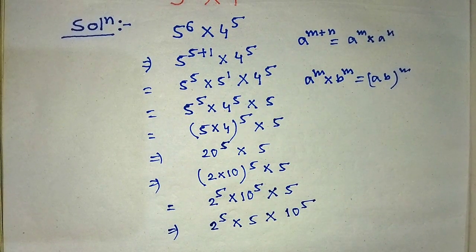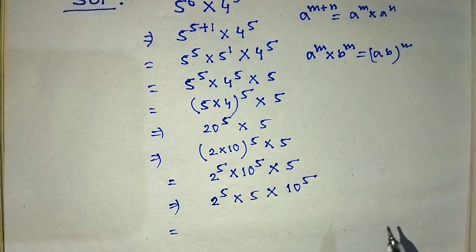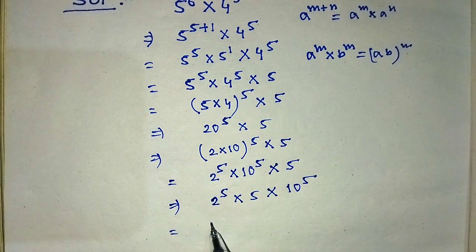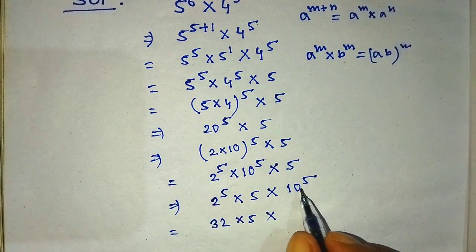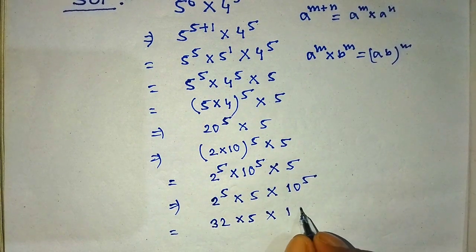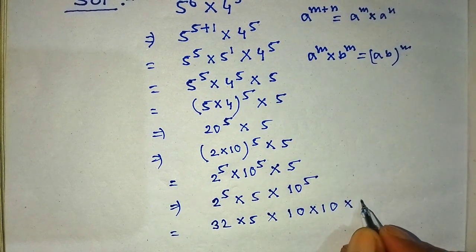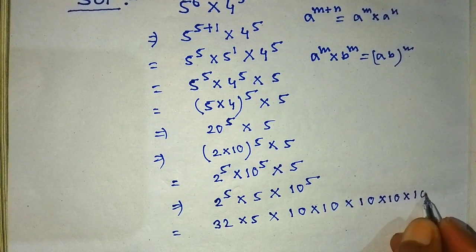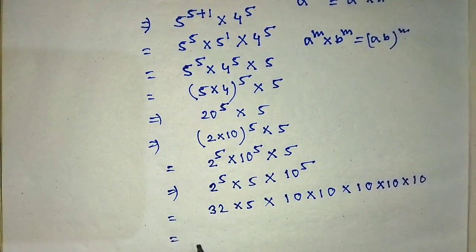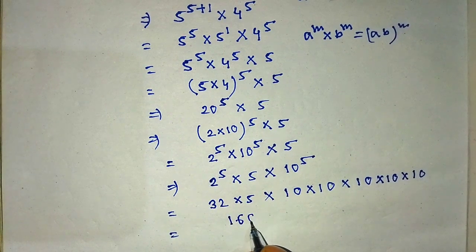Okay student. So student, after that 2 to the power 5, that means if you multiply 2 five times, then you get 32. Okay student, into 5 into, we have to write in here 10 to the power 5, that means 10 into 10, 5 times we have to multiply 10. Okay. So my dear student, if you multiply 32 with 5, then you get 160.